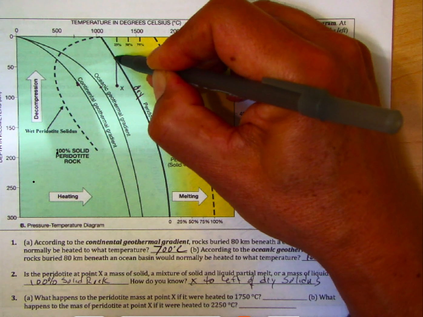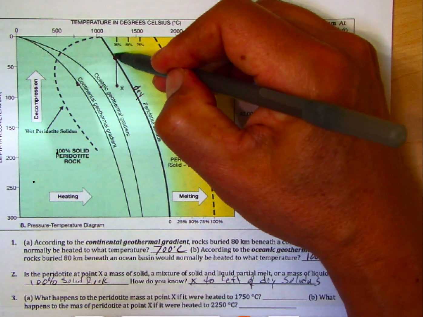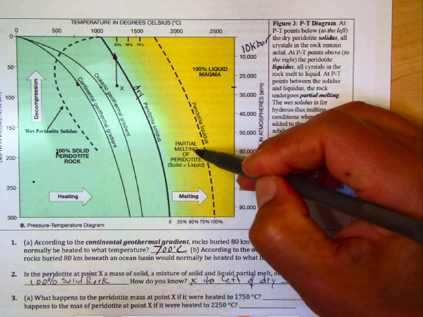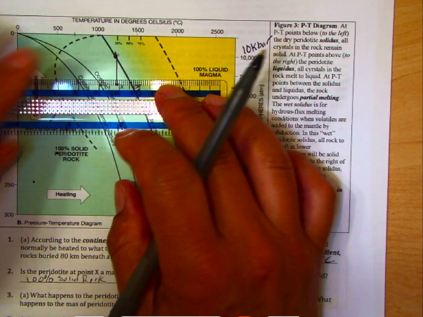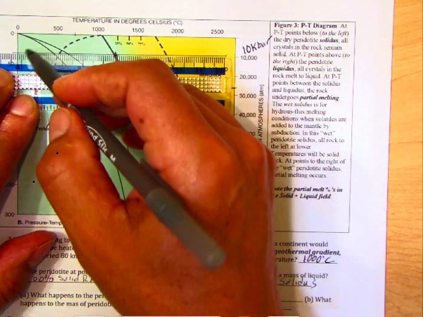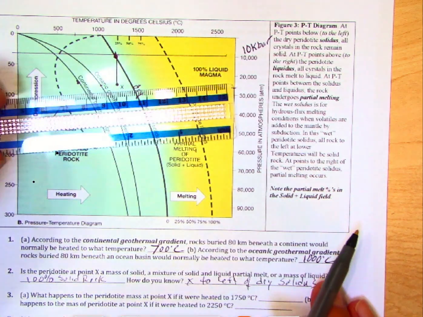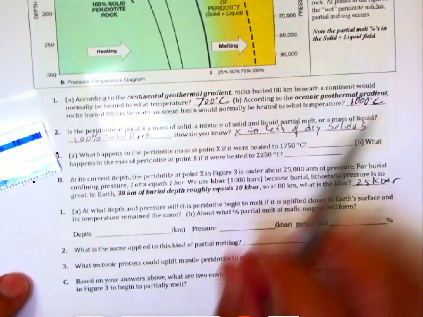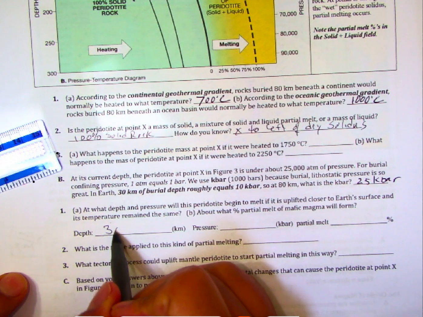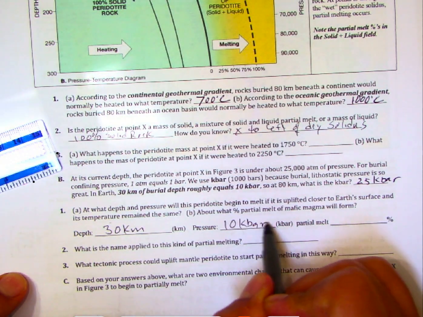And that's where partial melting will begin right there, because we're going to cross that line and we're going to enter this partial melting field. So that's happening at a pressure around 10 kilobars, and here in this case maybe at around 30 kilometers depth, right? So that's what it's asking us there. So we're around 30 kilometers and about 10 kbar according to that.